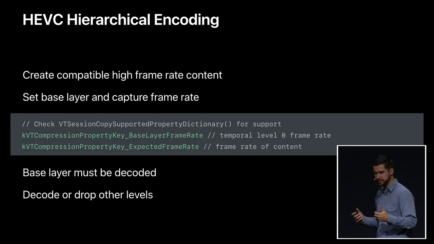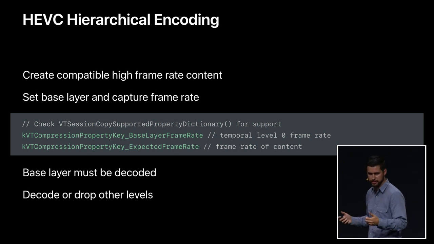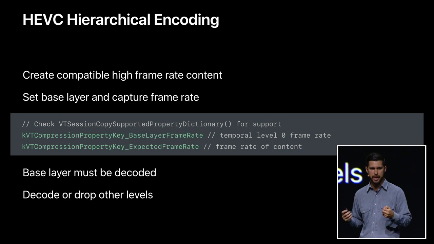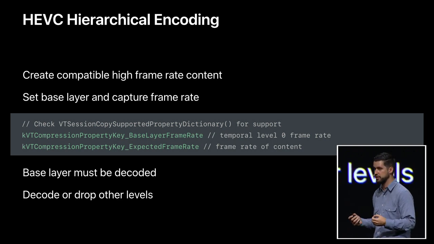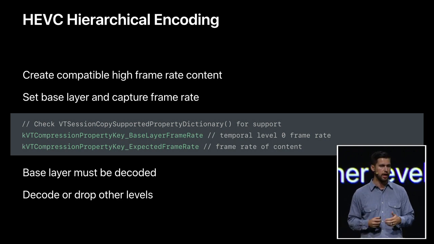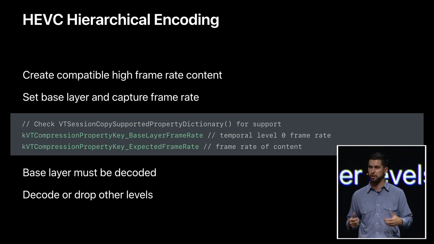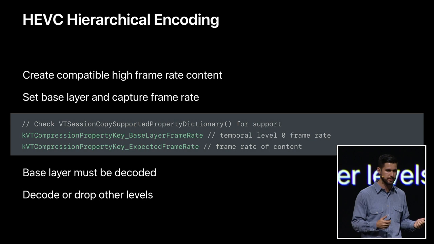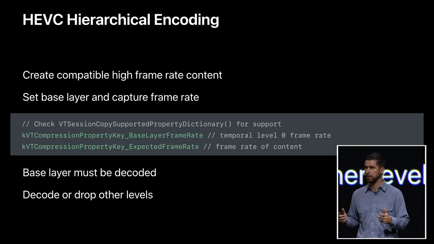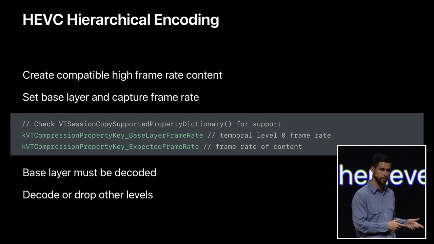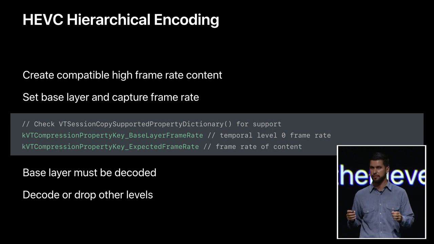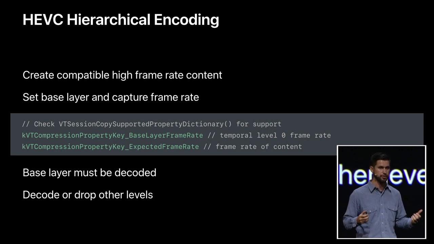So you want to opt into this if you want to create compatible high frame rate content. And there's 2 properties you should set. You set the base layer and the capture frame rate. First, check that they're supported on the encoder you're using, and then set the base layer frame rate. This is the temporal level 0 frame rate. In our previous example, this was 30 frames a second, and then set the expected frame rate. In our previous example, this was 240 frames a second. The base layer must be decoded, and we can decode or drop other levels.